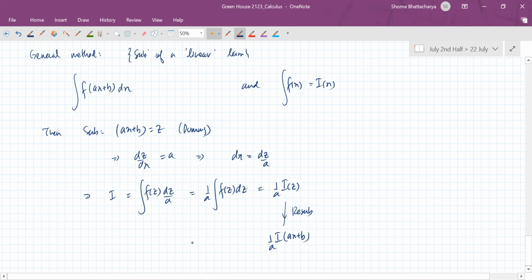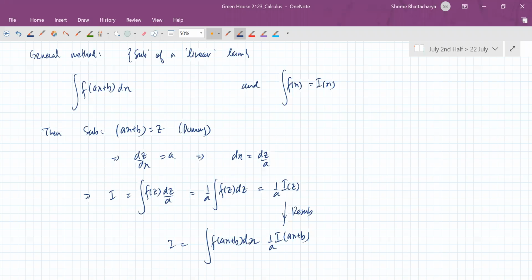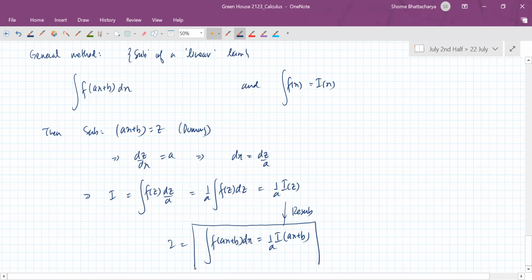So the integration of this function f of ax plus b, this type of composite function, is now given by this formula, where I is the antiderivative of this. So you can use this also as a direct formula. While the process is this, these are the steps. This can also be used as a direct formula.